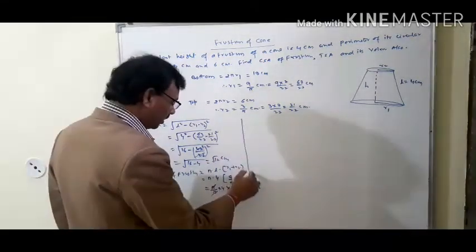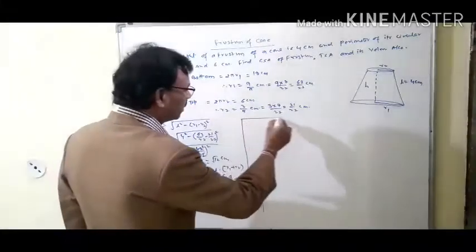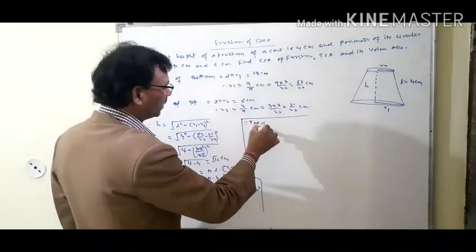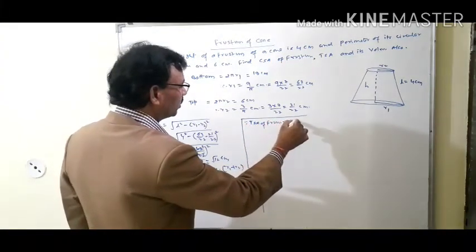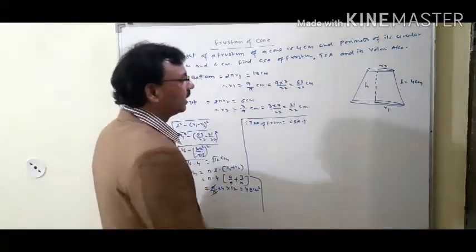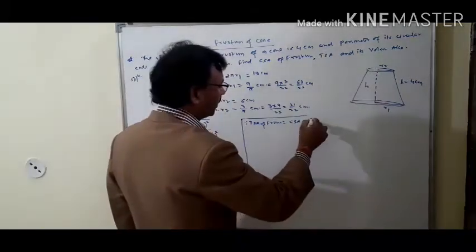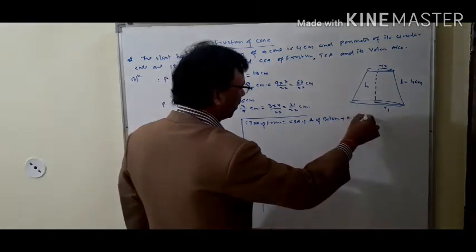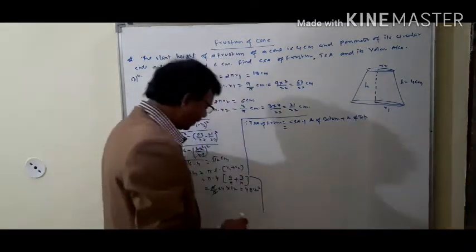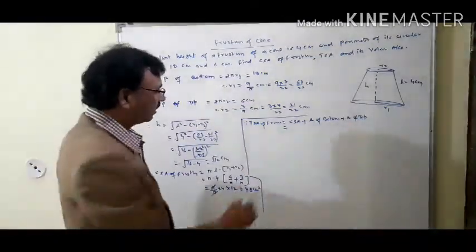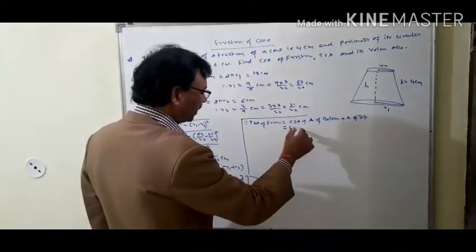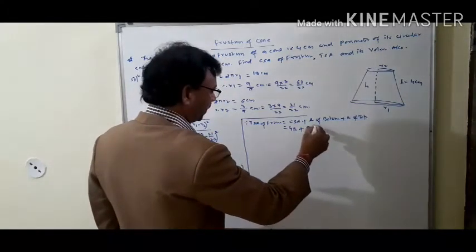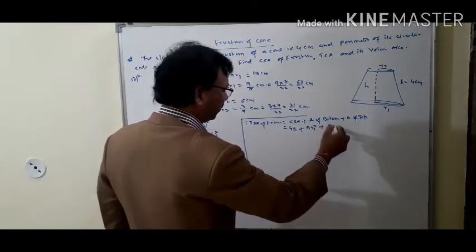Now we will try to find the TSA of the frustum. Since TSA of frustum equals CSA plus area of bottom plus area of top. Already CSA of frustum we have found here, so write directly 48 centimeter square plus area of bottom plus area of top, that means pi R1 square plus pi R2 square.